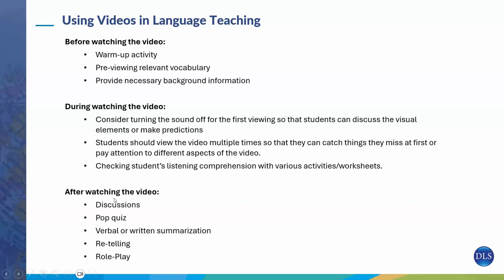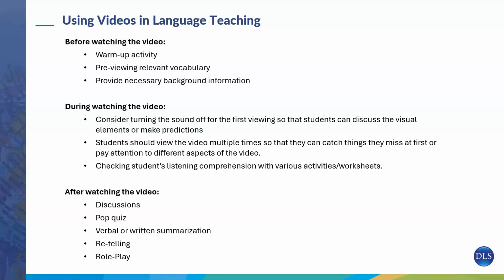And then after watching the video, we could do discussions. You can do a pop quiz. You can do verbal or written summarizations or retelling, role play or storyboard, whatever is in your mind. So now the tool is going to help us create all the supporting materials for the video related activities. So now keep those in mind.